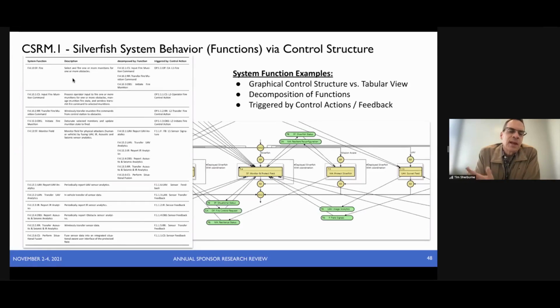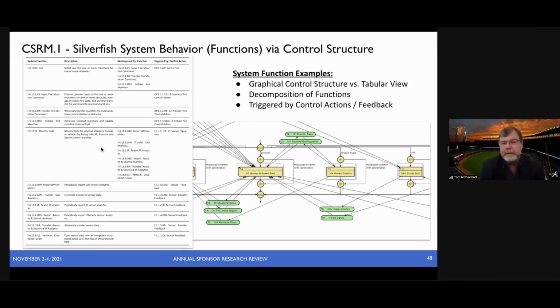So again, just trying to show that you can iterate through the model. This is the next, lower level of functions of the control station, radio relay, and the lower level actions that trigger each of those lower level functions. So a brief description of the fire control, and then the bottom is the monitoring the field function.